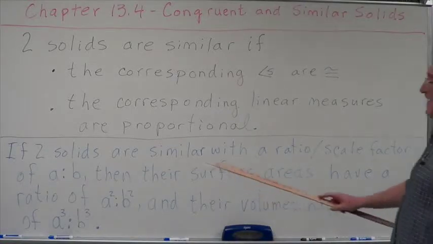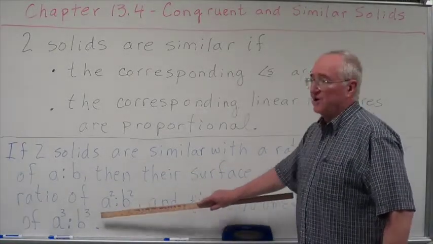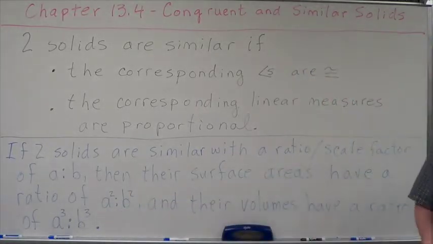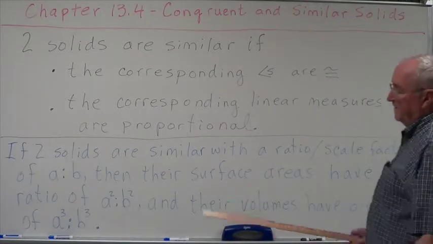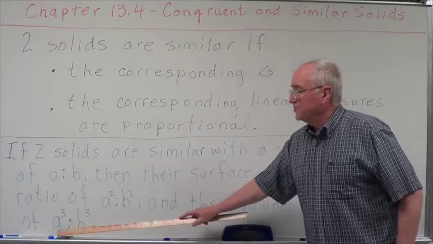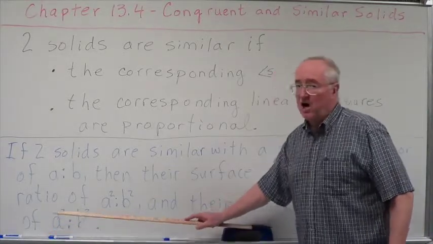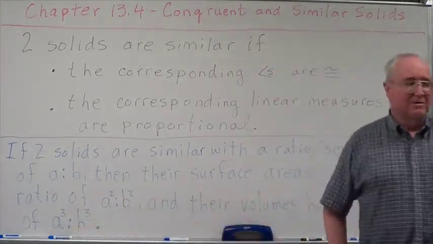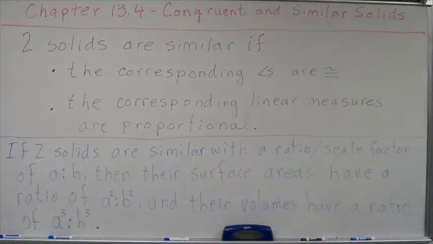So we have to square the linear measures, or linear ratio, to get the ratio of their surface areas. Their volumes are cubed. Feet cubed, meters cubed, centimeters cubed, milliliters cubed. Okay? Milliliters is a volume. Miles cubed, big surface area. Yards cubed. So what we're looking at is their volumes are cubes of, or to the third power of, the linear measurements, or the linear ratios between the two.